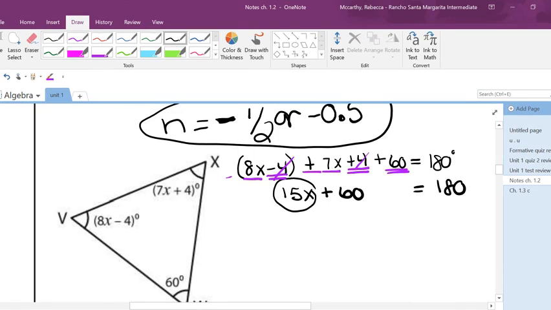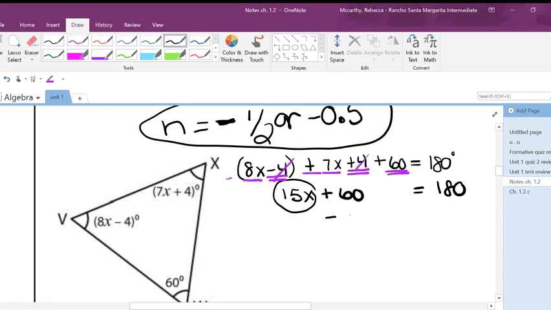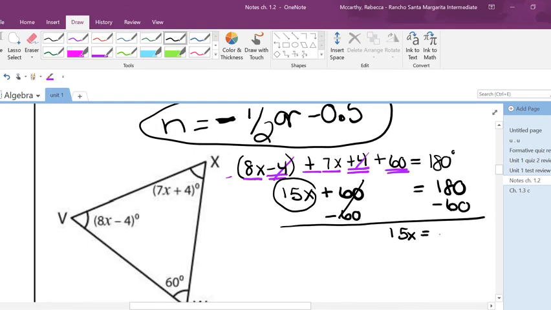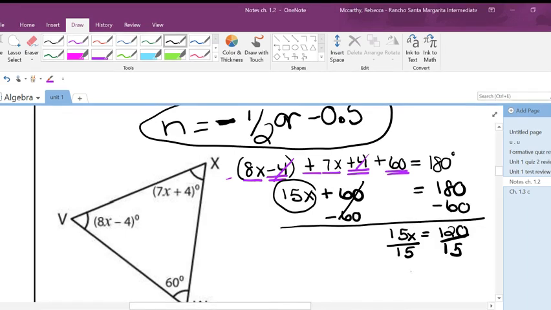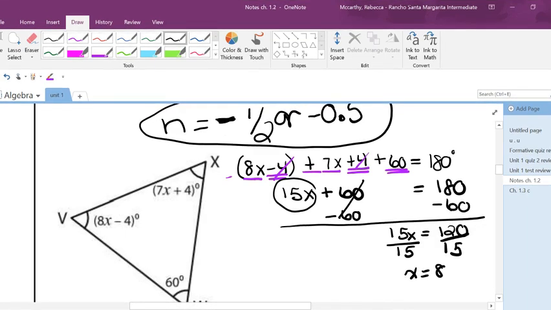And now I'm going to circle my variable. They are all on one side. Now I got to move this constant to the other. So I'm going to subtract 60 from both sides. And I get 15x. Bring down my equal sign, and I get 120. Now I'm going to divide 15 from both sides. And that, let's see, gives you 8. So x equals 8.